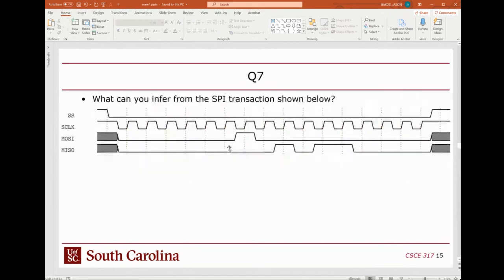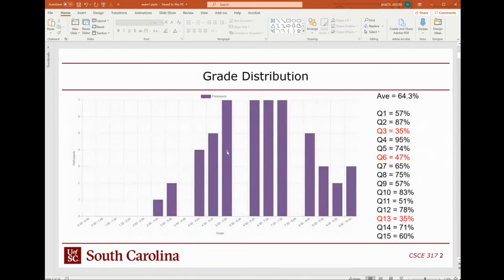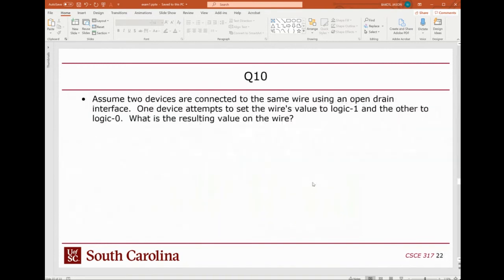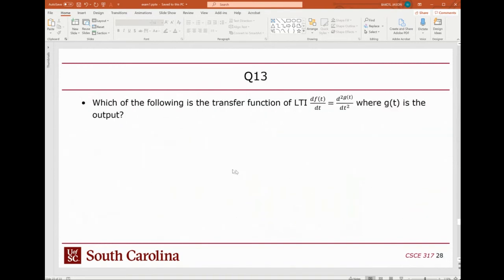Okay, what was question 12? I'm just curious what the score on that one was. 78. Oh, yeah, so that one was good. Everyone, that was a high scoring question.